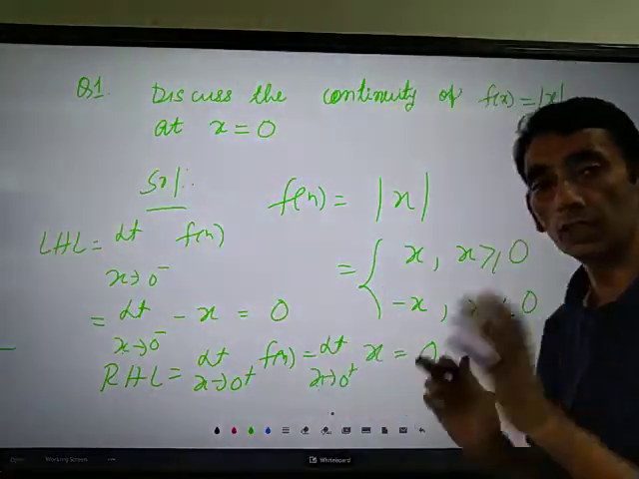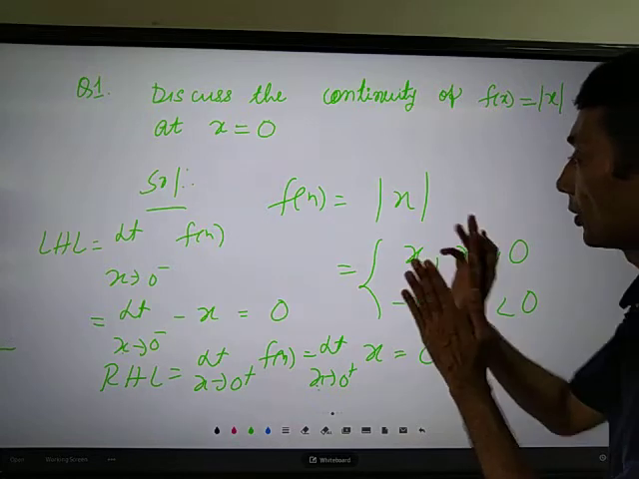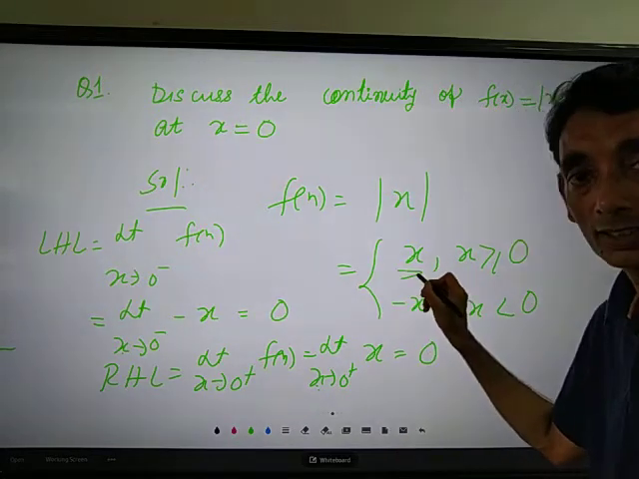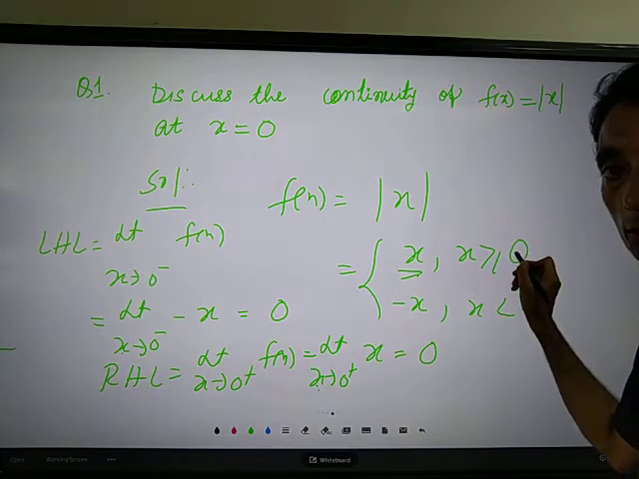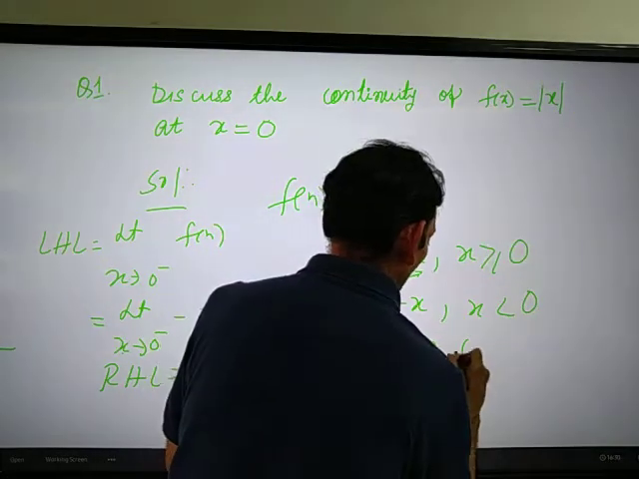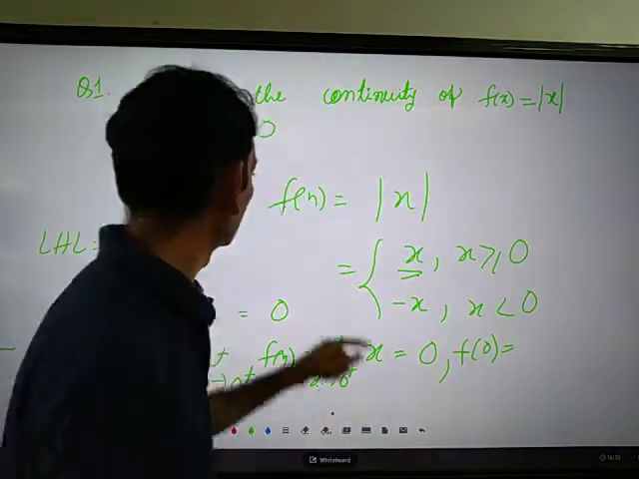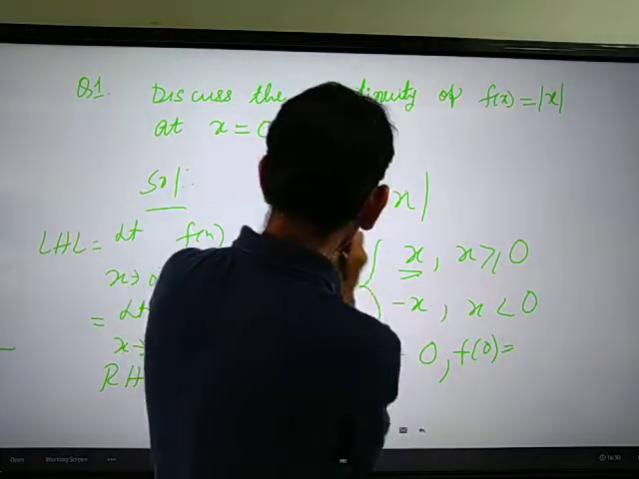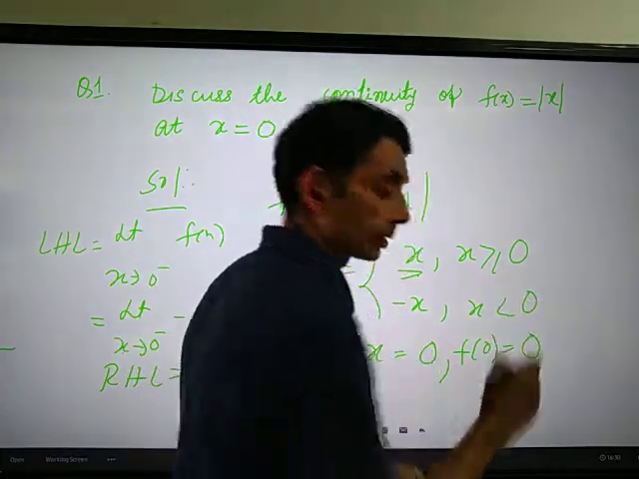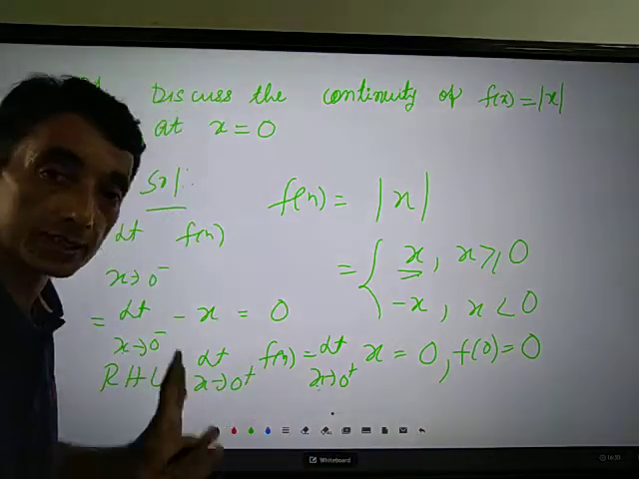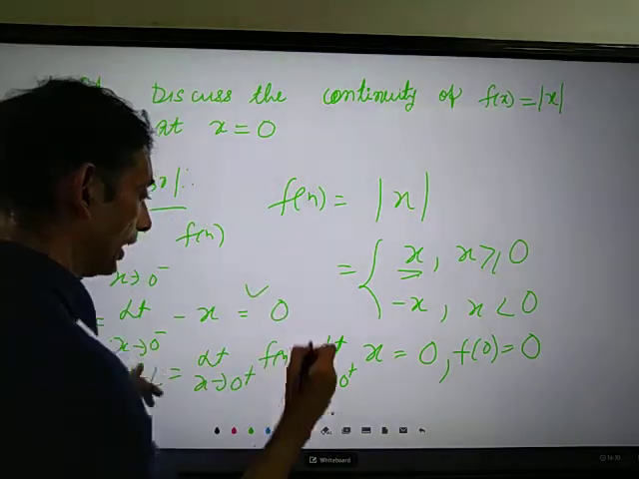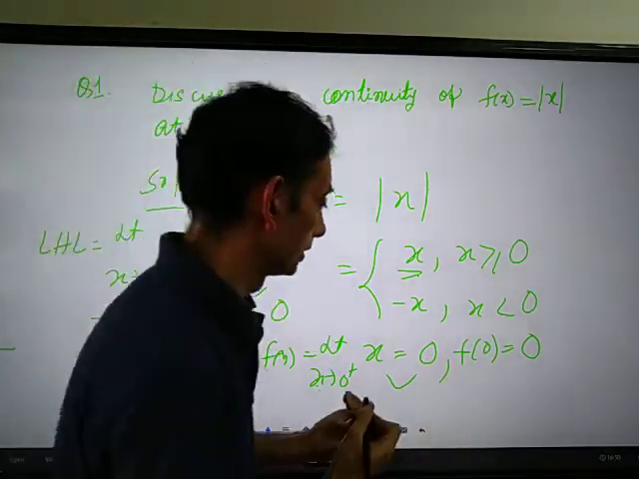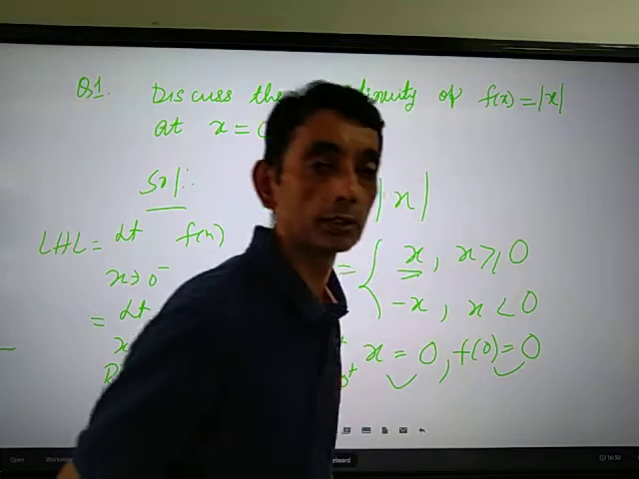Now what is left out? One step. What is the value of the function at x equal to 0? f(x) is equal to x, so when x is 0, you can just write f(0). Replace this x by 0, so f(0) will be equal to 0. So what we have seen is that the left hand limit and right hand limit are both equal, and both values are equal to f(0), which is 0.